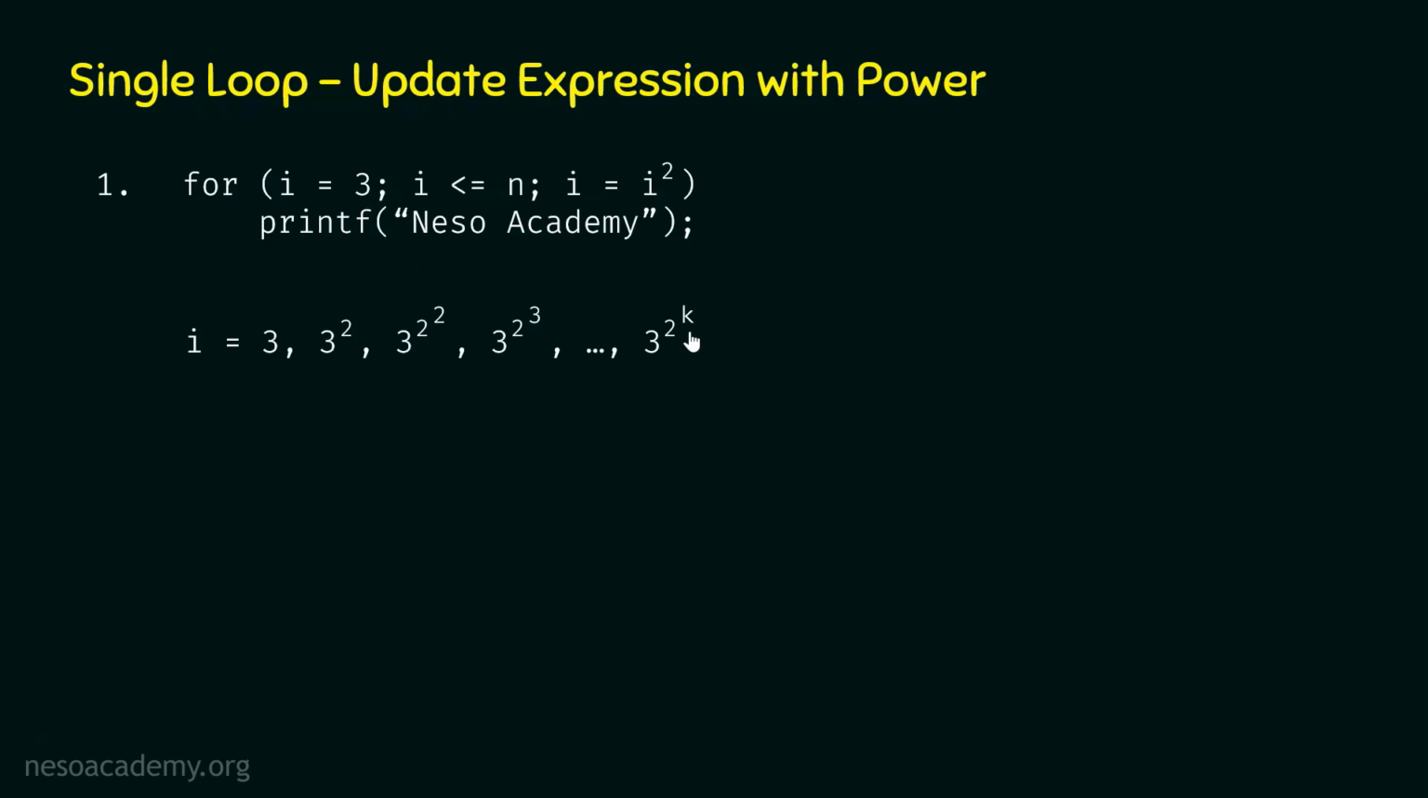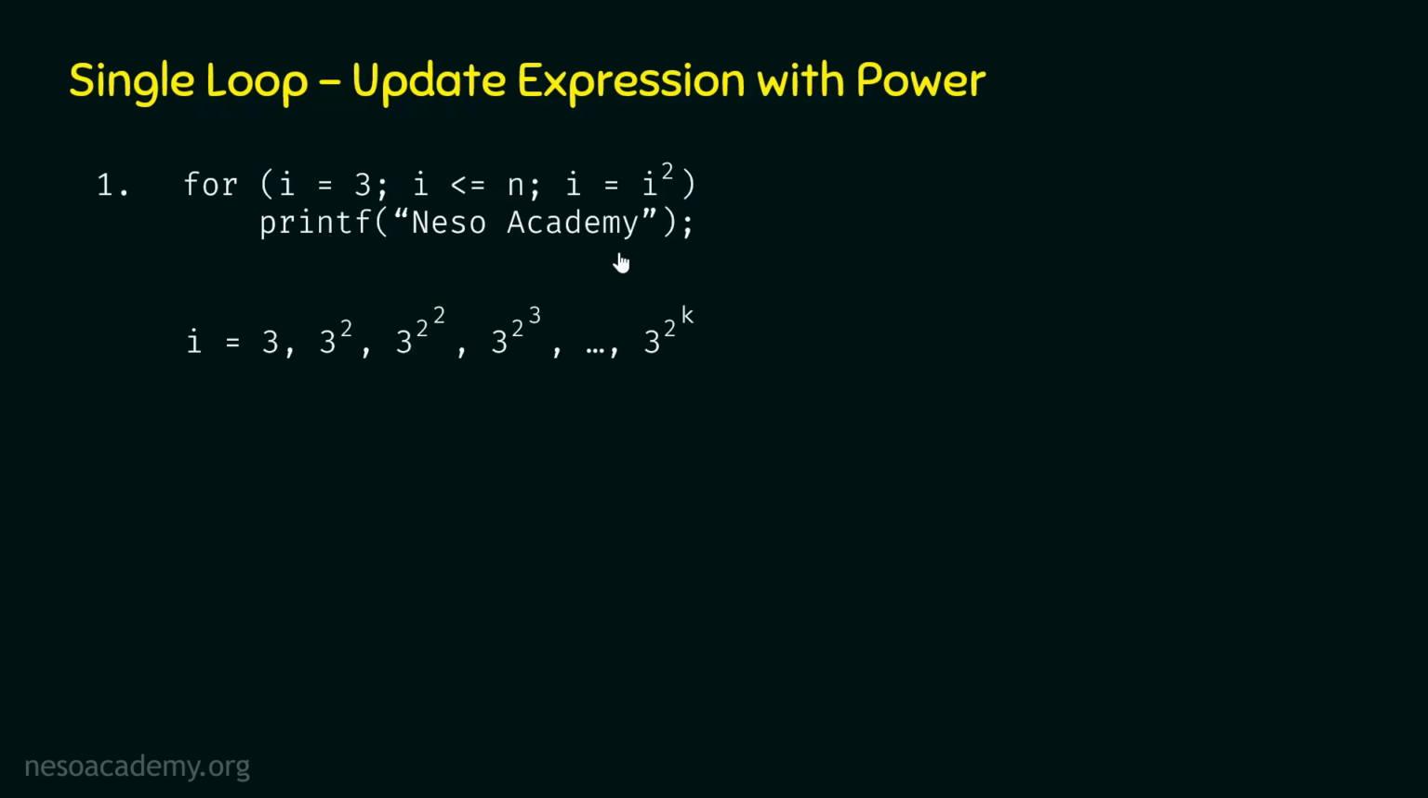We know the power of 2 depends upon the iteration number. The power of 2 is always 1 less than the iteration number. Here we have k as the power of 2. Therefore, the iteration number for this value of i must be k plus 1. So k plus 1 is the iteration number for the last value of i for which this condition is true. And hence, this loop will run k plus 1 times. And this means this statement will run k plus 1 times.